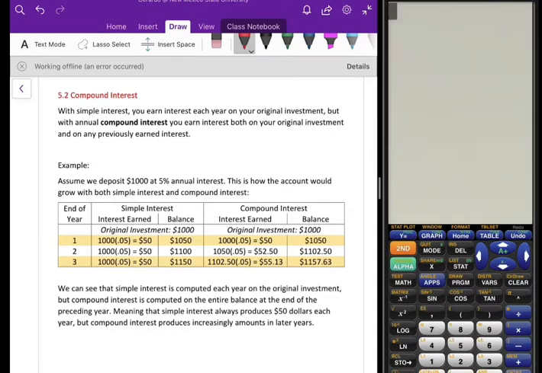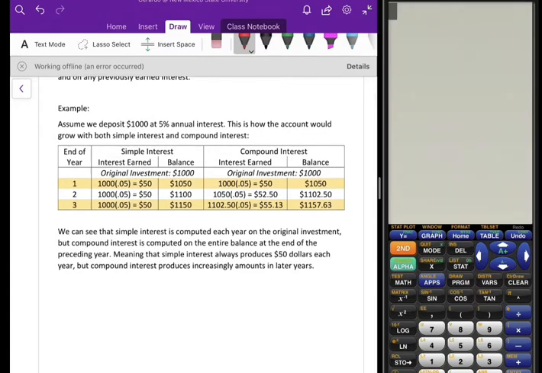So now we're messing with compound interest. Before, we did simple interest. So we're at compound interest now. With simple interest, you earn interest each year on your original investment. But with annual compound interest, which is what we're doing today, you earn interest both on your original investment and on any previously earned interest.